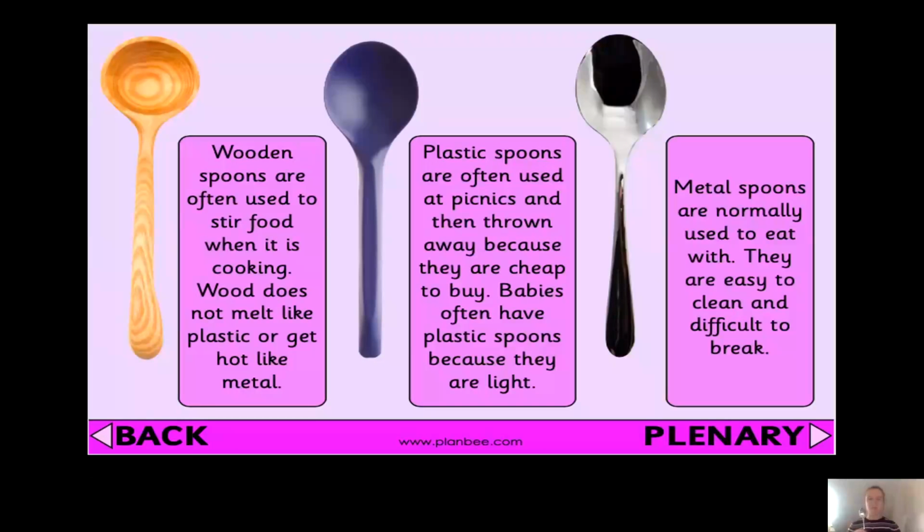Now, a metal spoon is obviously used to eat with, and they're very easy to clean and very difficult to break. The plastic spoon might snap, especially the ones that you get in the supermarket for picnics. So the metal spoon is a lot harder to break.